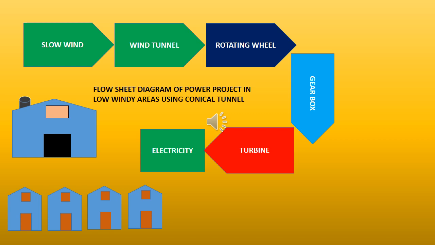Here is a simple flowsheet diagram. There is a slow wind. It passes through the wind tunnel. Then it can rotate the rotating wheel, which can rotate the gearbox to get the RPM. And then it can rotate the turbine and produce electricity. And it may be supplied to the homes and the industries.